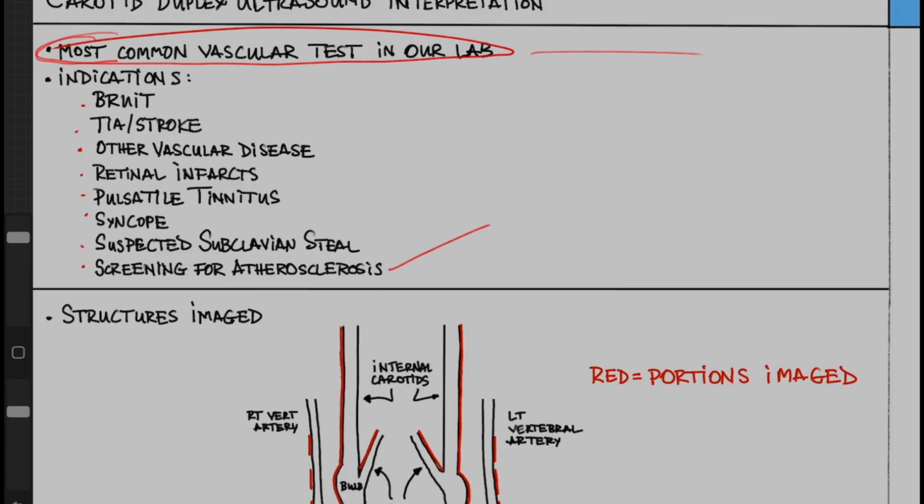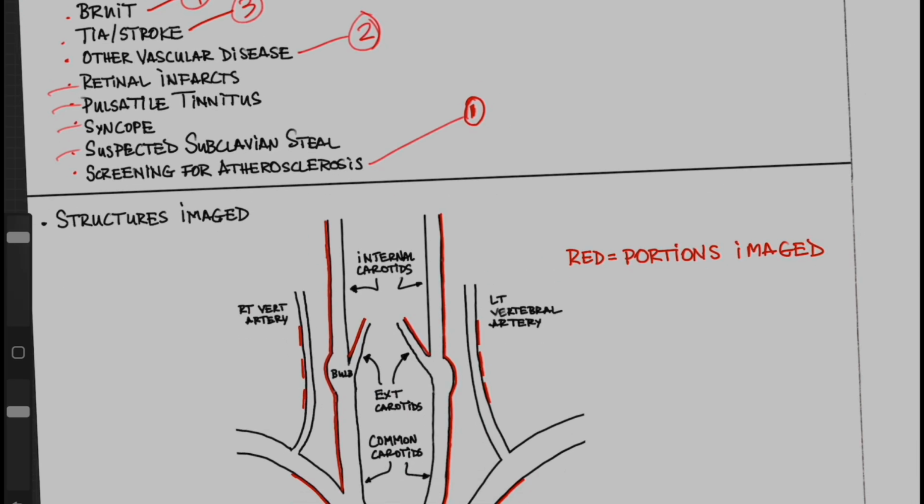I would say the most common one is going to be screening for atherosclerosis. Two would be presence of other vascular disease, mostly coronary disease. So if somebody's got coronary artery disease, you might want to know, do they have carotid disease? After that, it would be possible TIA and then bruit. And then these are all other potential indications: retinal infarct, pulsatile tinnitus, syncope, subclavian steal.